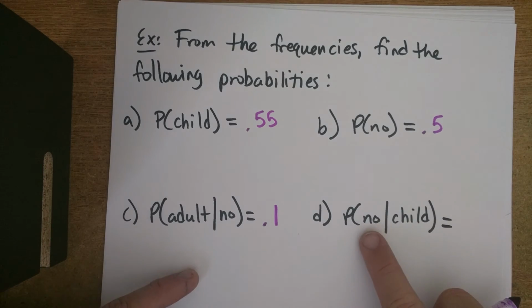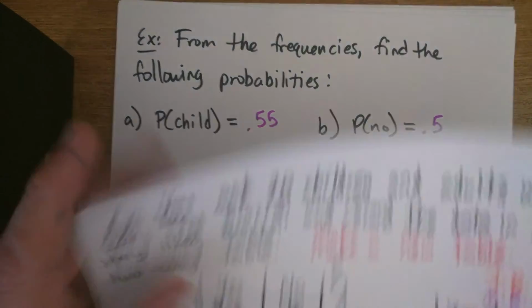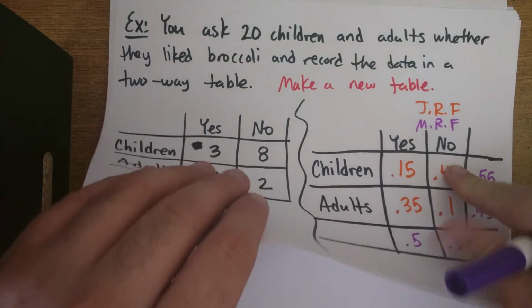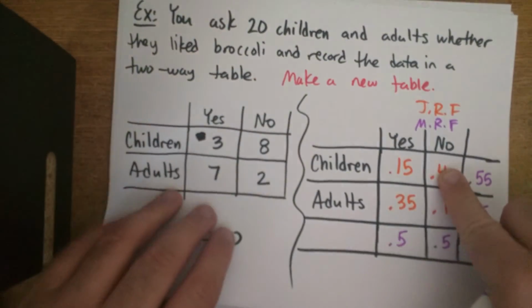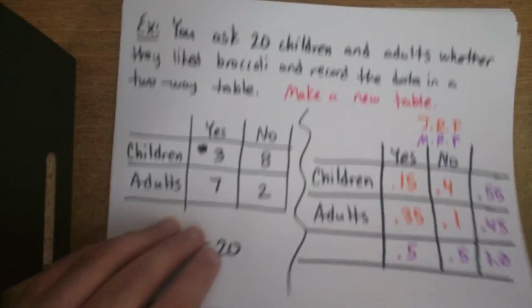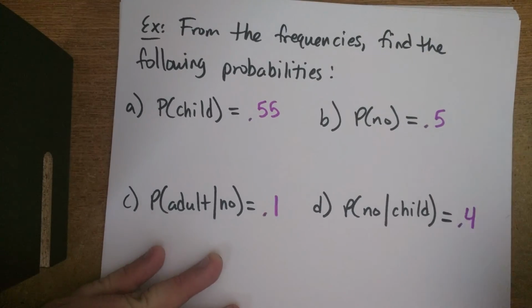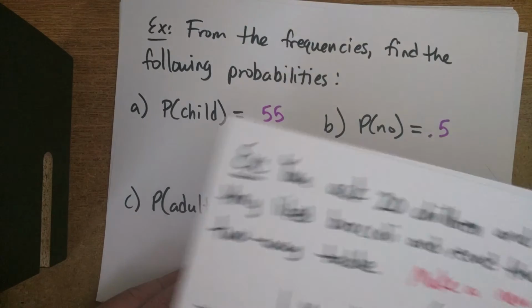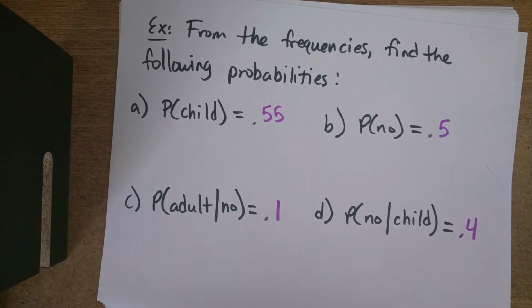What's the probability that they don't like broccoli given that they're a child? Well, all the children are right here, and we want to know where they intersect. So it's 0.4, and that's it. So that's marginal and joint relative frequencies.